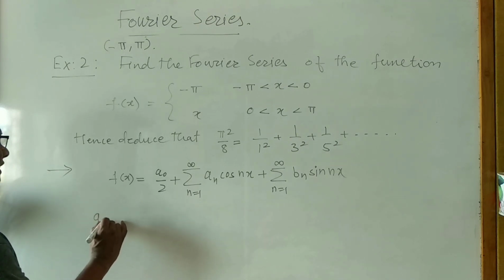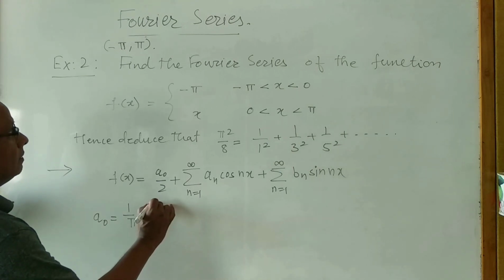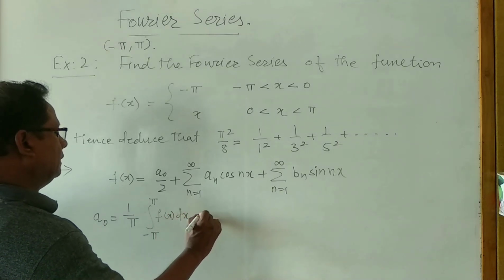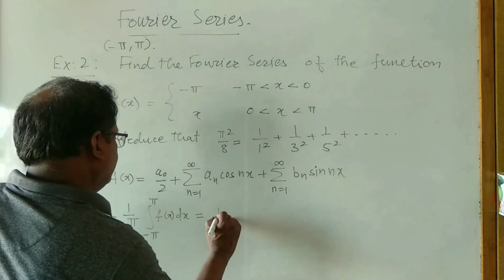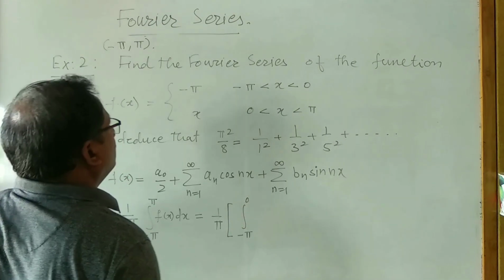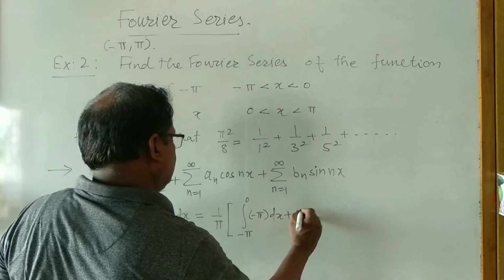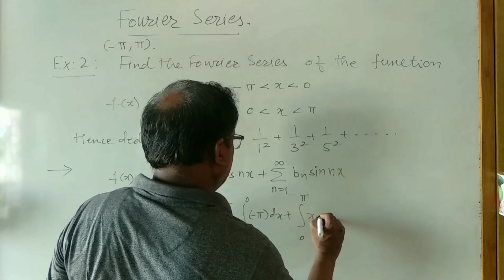Now a0 is given by 1 upon pi integral minus pi to plus pi f of x into dx. This f of x is defined for minus pi to 0 and 0 to pi differently. So we split this integral accordingly. So this integral will be integral minus pi to 0, in that interval f of x is minus pi into dx, plus integral 0 to pi, in this interval the f of x is defined as x. So it is x into dx.